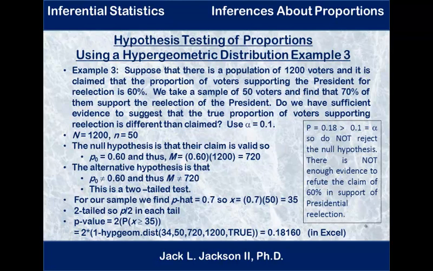Now there's a couple of ways to actually go at this, and they give you just slightly different p-values, and I'm going to show you what ways to do this. So we'll start with this way, and for our sample we find the p-hat is 0.7, so x is 35. So in other words, we found 35 voters in our sample of 50 that supported re-election.